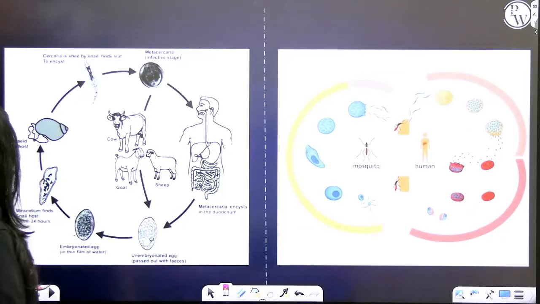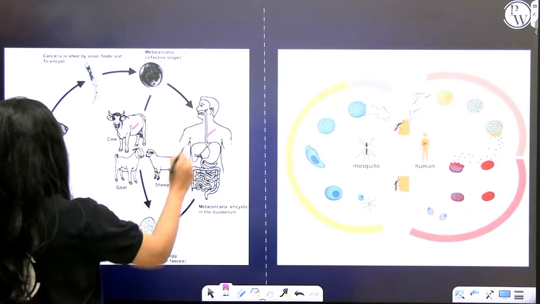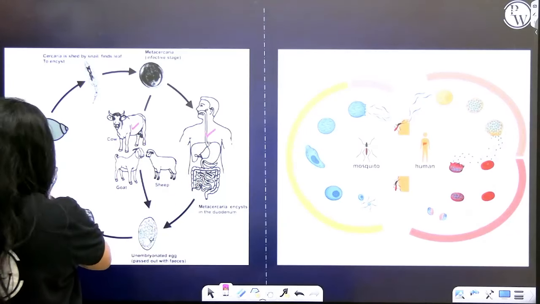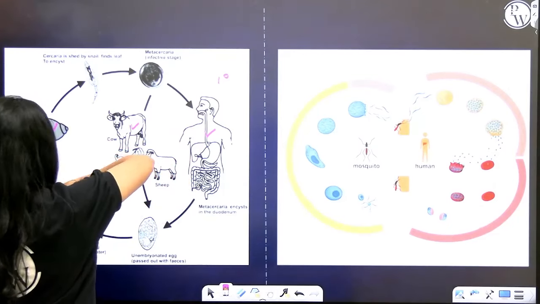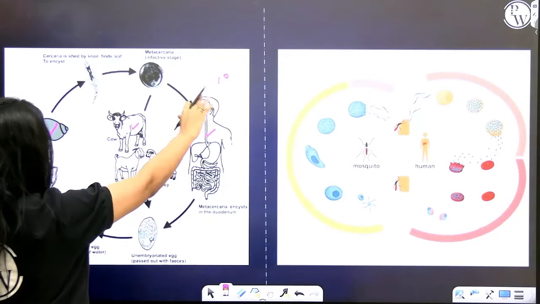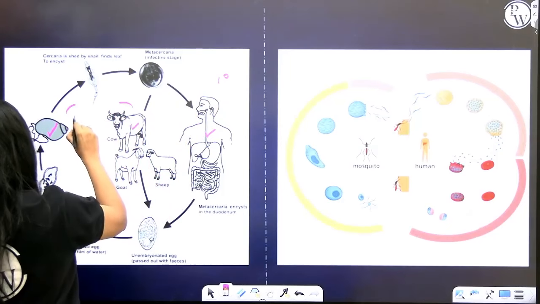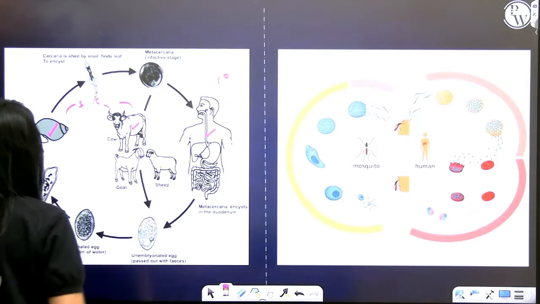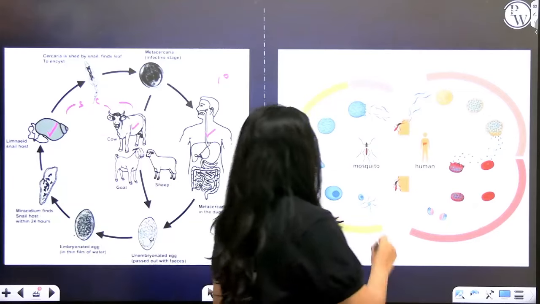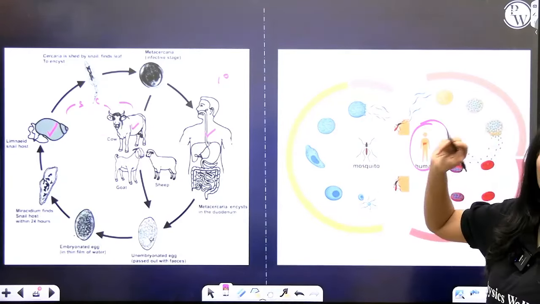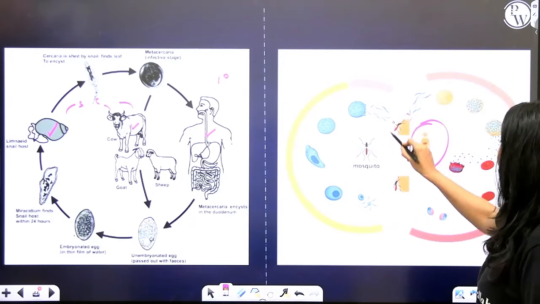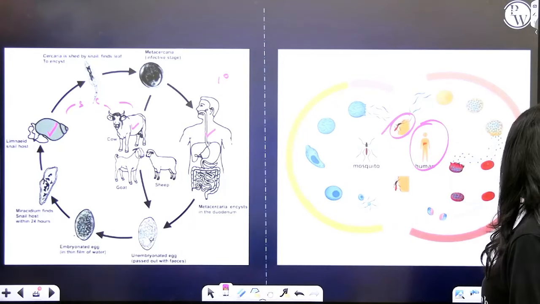Here you have cattle, here you have human, and you have snail here. So this is the primary host. For this liver fluke to complete its life cycle, it will need two intermediate hosts, which are the snail and also cattle. Malaria also. In order to cause malaria in humans, the protozoan plasmodium will require a vector in the form of the female Anopheles mosquito.